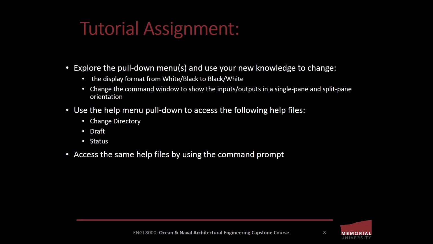Once you've made it that far, use the pull-down menu to access the help files for 3 commands: change directory, draft, and status. Then have a read through the help files on these subjects. When you've finished that, close the help files and use the command prompt method to access the same 3 help files. This will help you familiarize yourself with the various ways to effectively access GHS's capabilities.